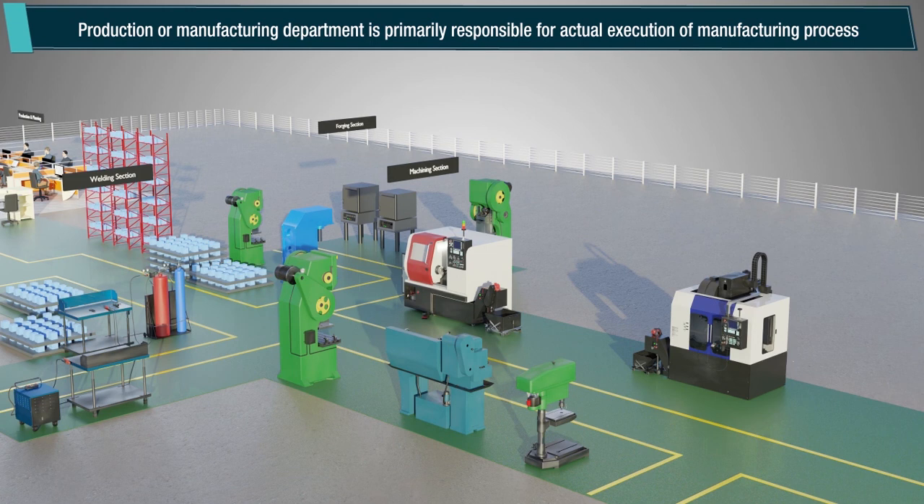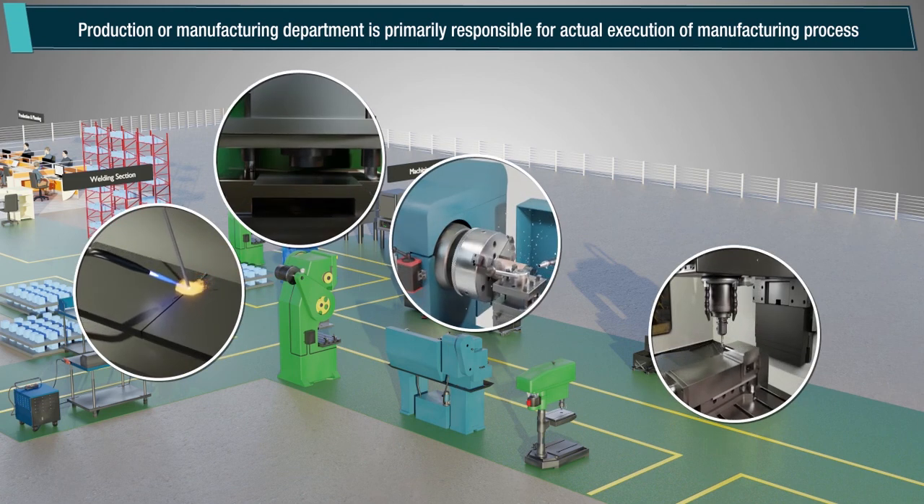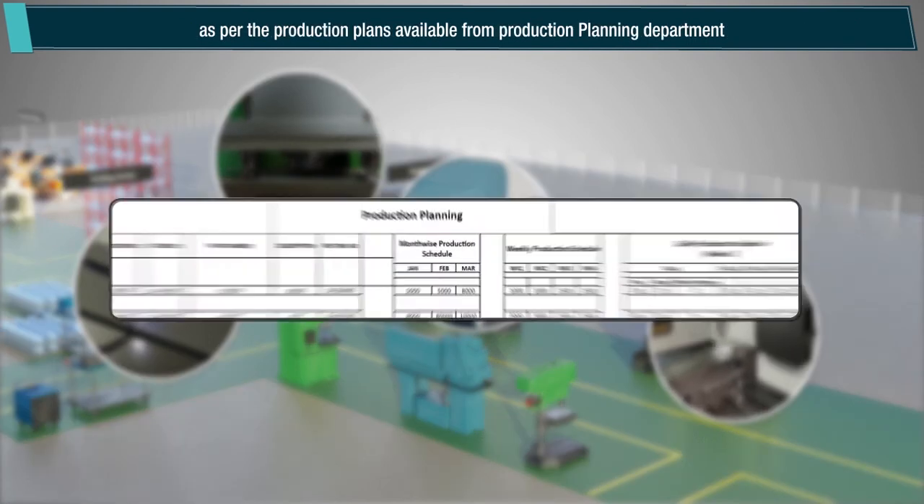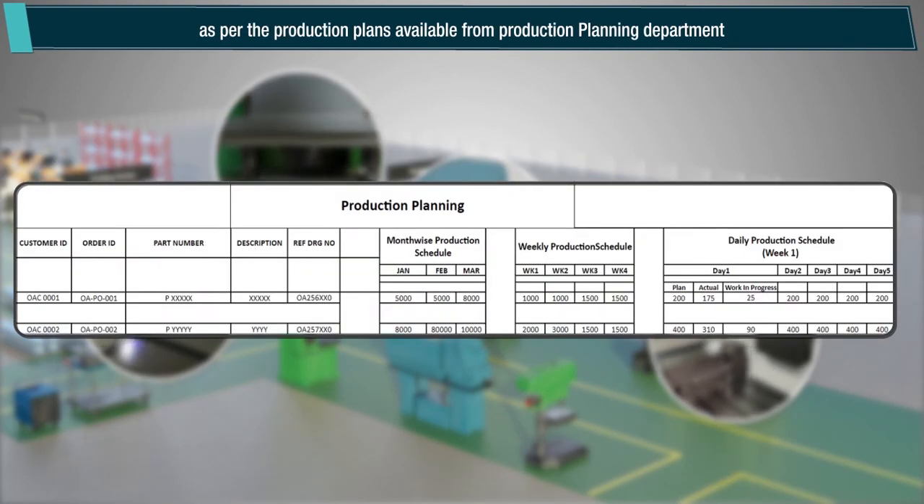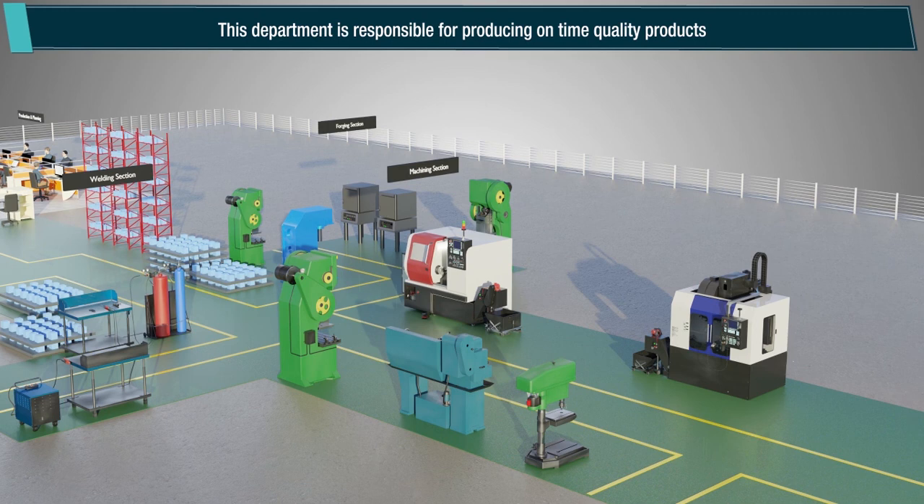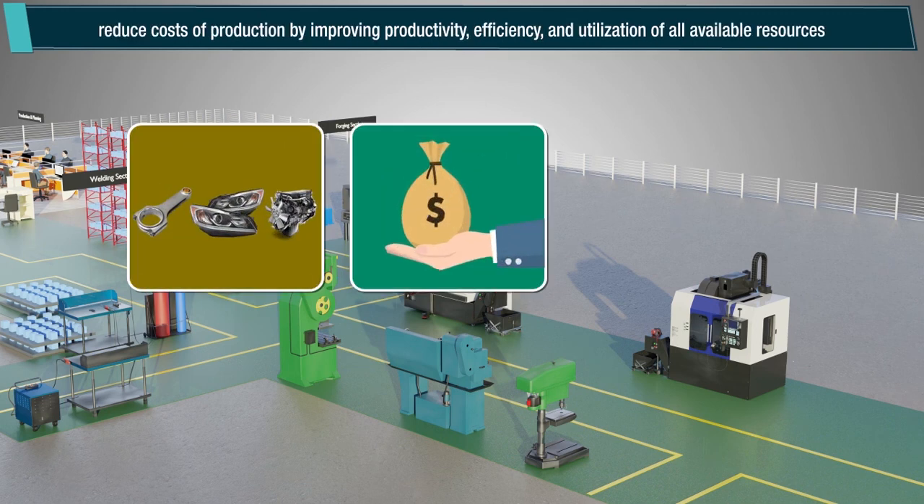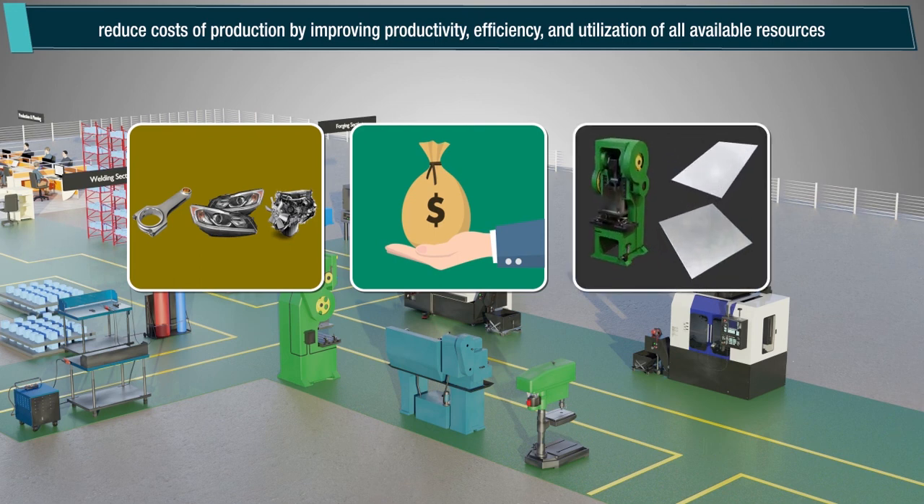The production or manufacturing department is primarily responsible for actual execution of the manufacturing process, as per the production plans available from the Production Planning Department. This department is responsible for producing on-time quality products, and reducing costs of production by improving productivity, efficiency, and utilization of all available resources.